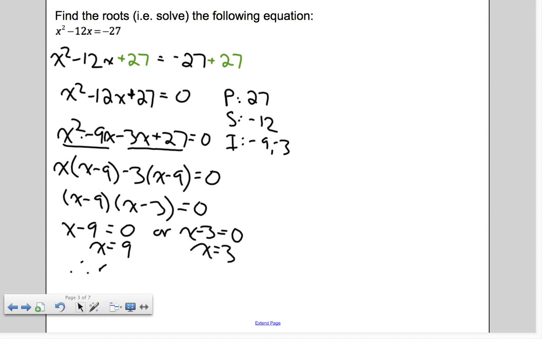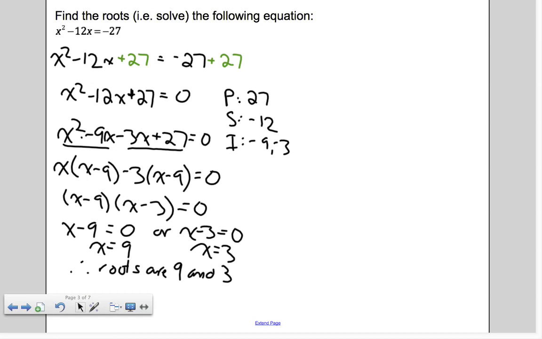So therefore the roots are 9 and 3. Right? So solving the equation really, in this case, means that the y value is 0. It's just kind of hidden, right? But you already have the skills to do this. Last year.